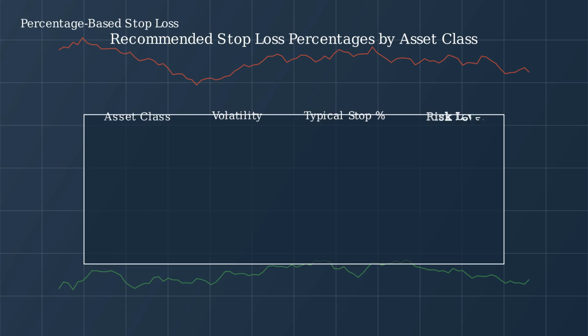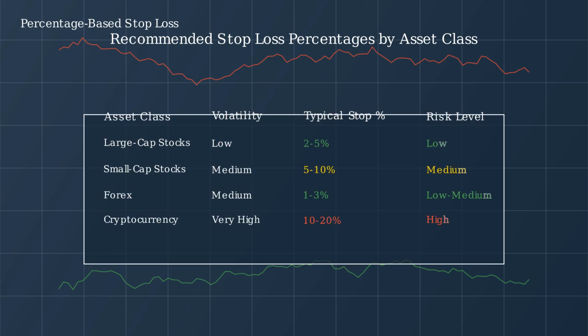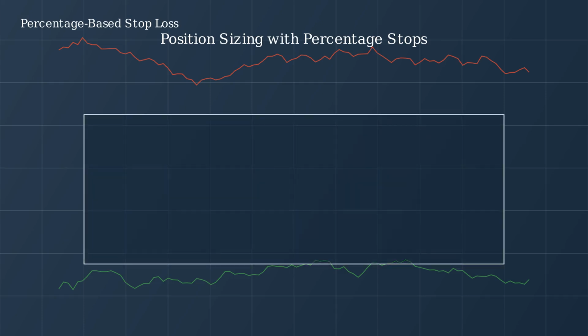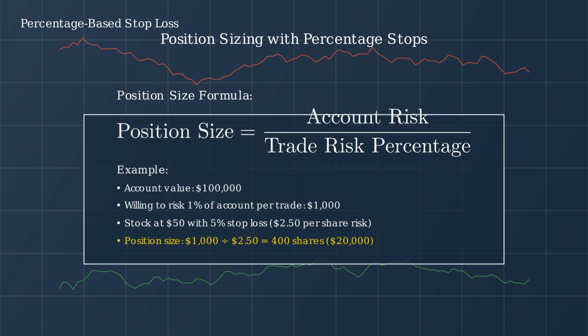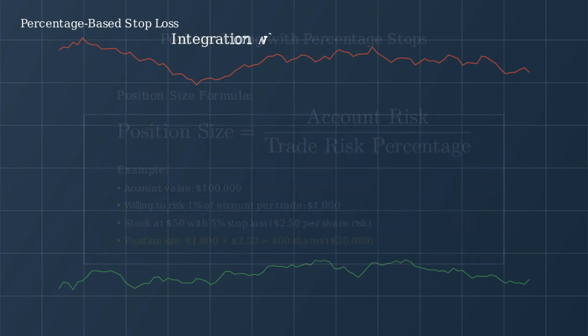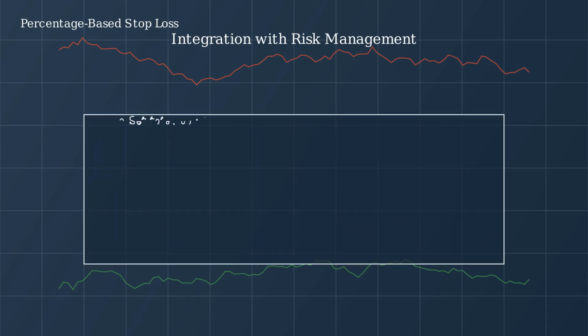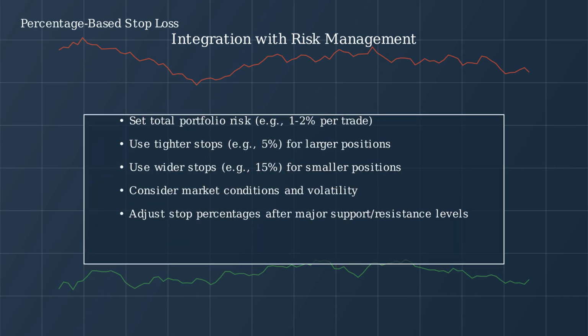Large-cap stocks typically use tighter stops of 2 to 5% due to their lower volatility, while cryptocurrencies may require wider stops of 10 to 20% to accommodate their high volatility. Percentage-based stops are essential for calculating position size, which helps manage overall account risk. To integrate percentage stops with your risk management strategy, balance your total portfolio risk with appropriate stop percentages. The key insight is finding the balance between protection and giving your trades enough room to breathe through normal market fluctuations.